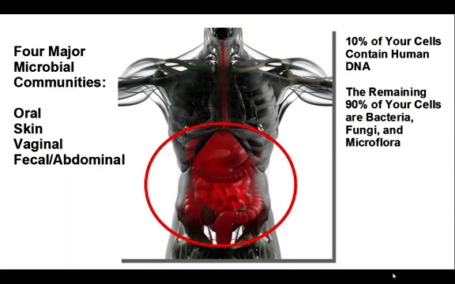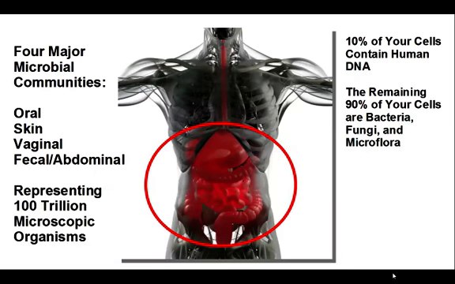microflora. On and in your body, there are 4 major microbial communities: oral, skin, vaginal, and fecal abdominal. And when added together, this represents 100 trillion microscopic organisms. To help you better understand this, let's talk about genes, which are the building blocks of life.